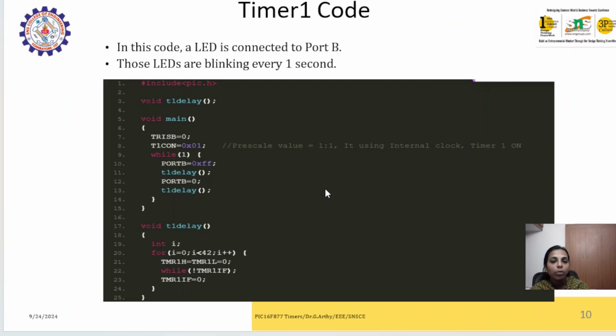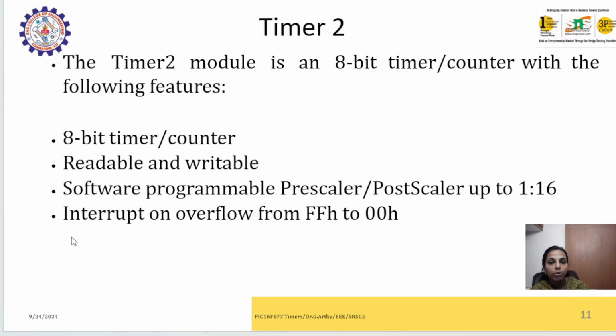So this is a code for timer 1. The timer 1 is initialized and the prescaler value is fixed. So this is again for a count. It is an LED blinking for a particular time period using timer 1.